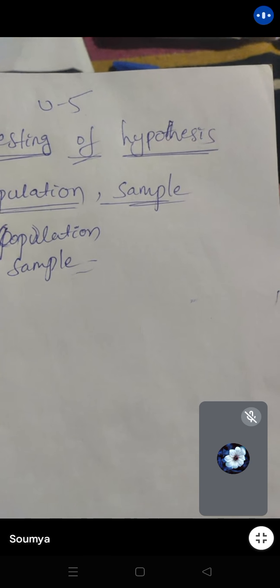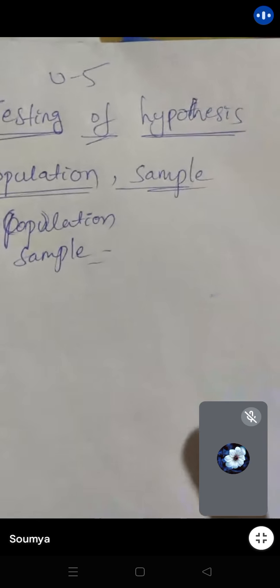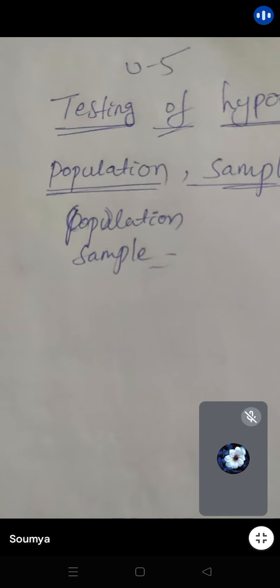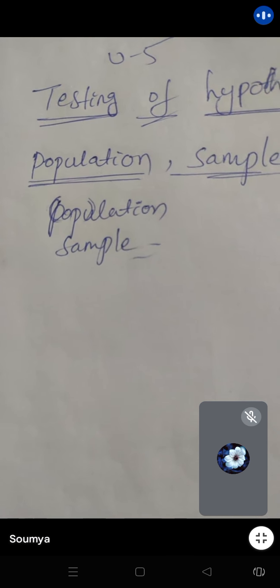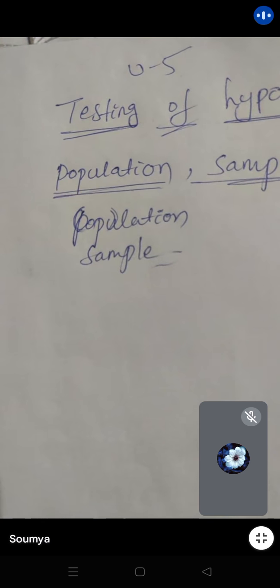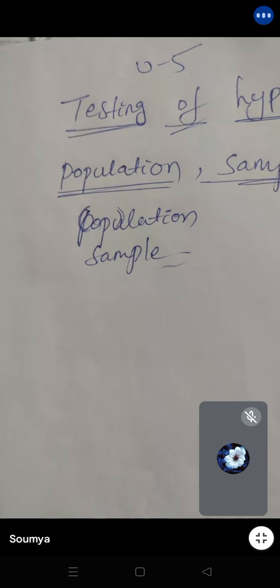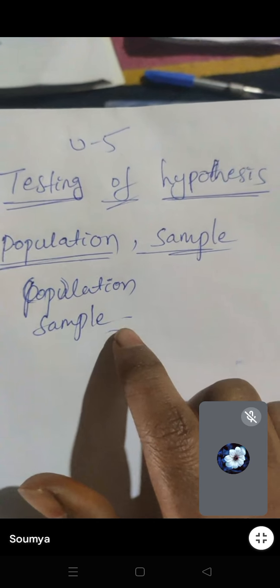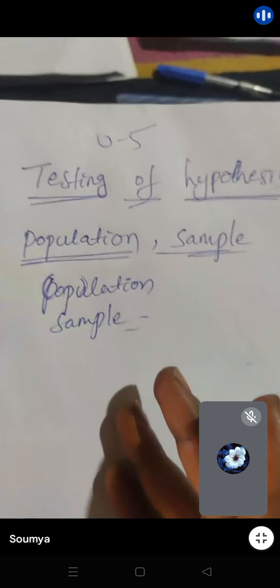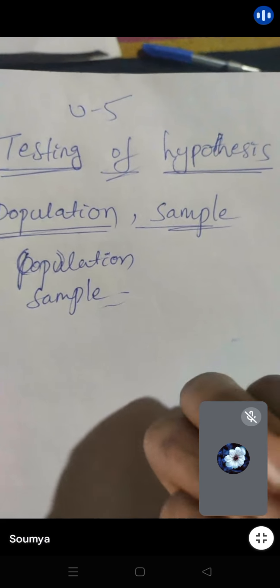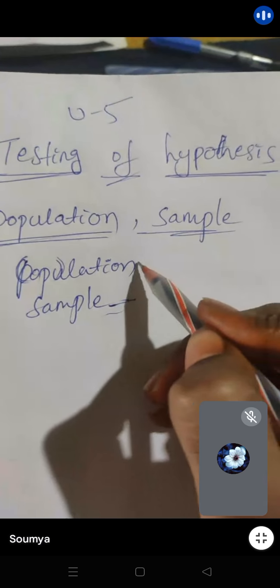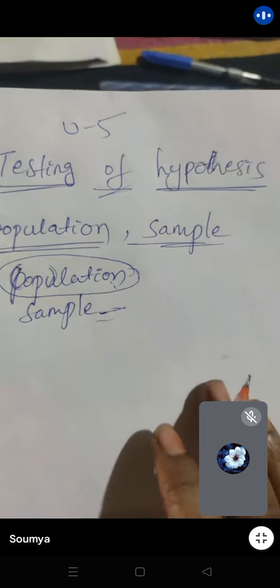Suppose you have a fever and you are going to test a blood sample. The doctor will take a sample of blood. He is not taking your whole blood. He will take some 5 ml or 3 ml of blood. That is called sample. That whole collection of blood is called a population. So sometimes we won't check the whole quantity. Sometimes we will take some part of it and check further. That is called a sample, and the collection is called a population.